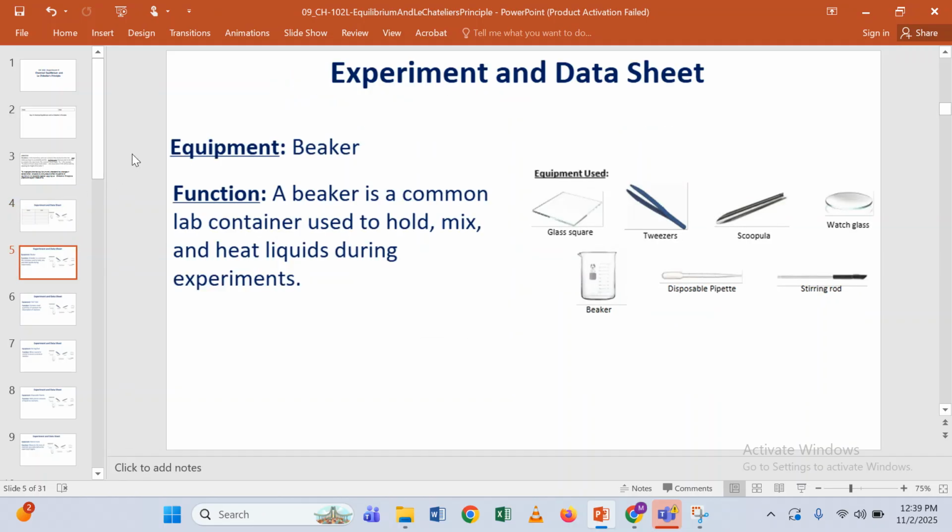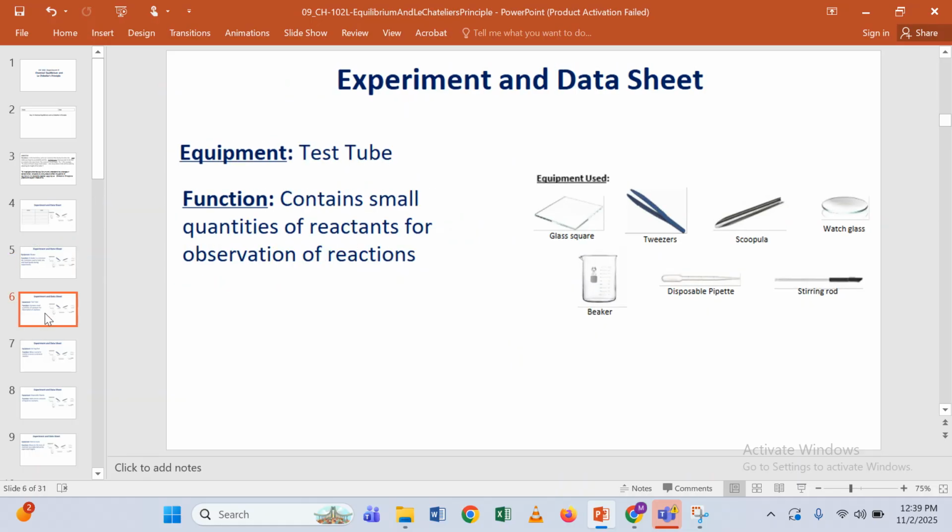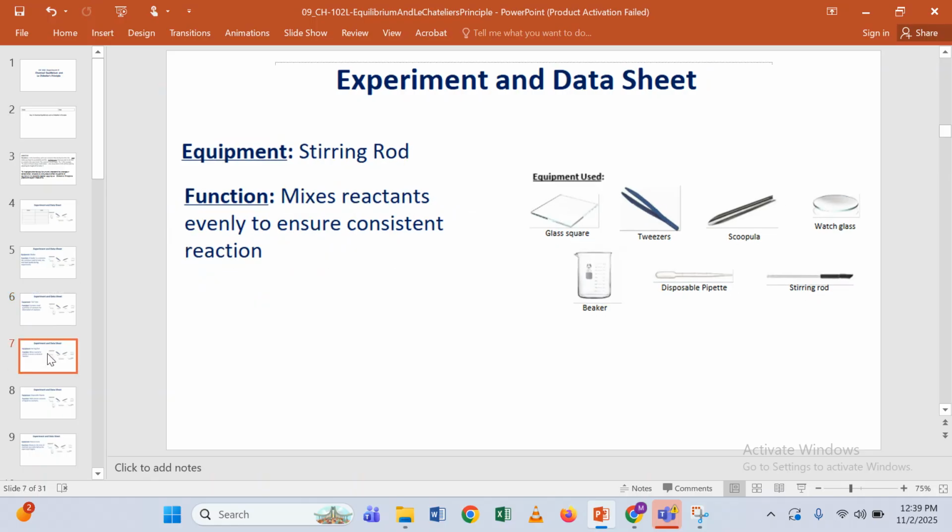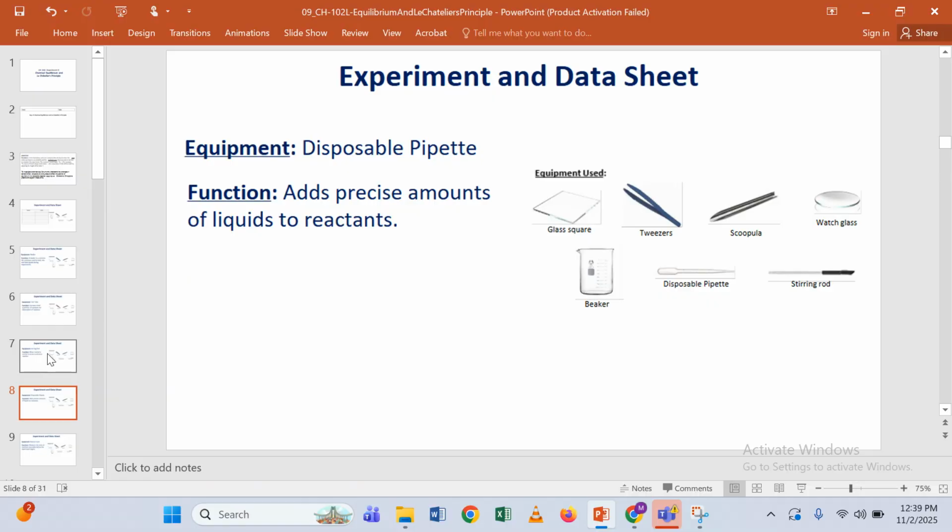So the first equipment we'll be using is the beaker. And again, a beaker is a common lab container used to hold, mix, and heat liquids during experiments. Test tube contains small quantities of reactants for observation of reactions. Stirring rod mixes reactants evenly to ensure consistent reaction.